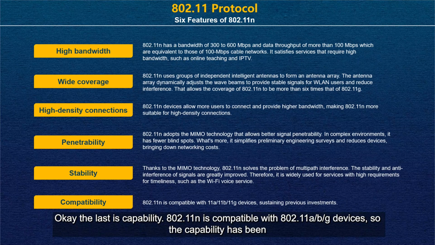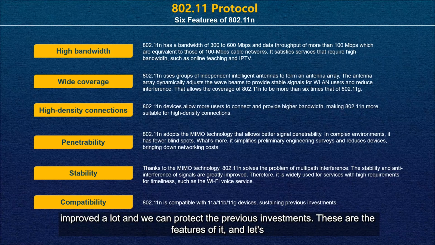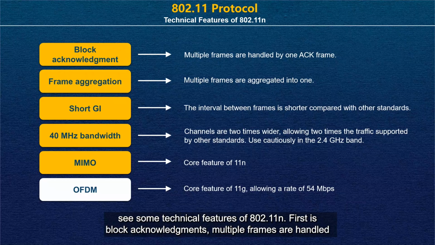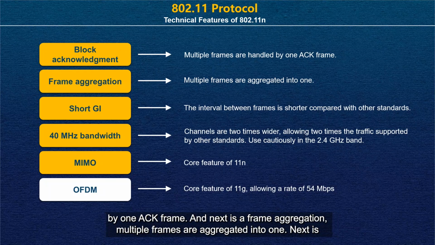802.11n is compatible with .11a/b/g devices, so the capability has been improved a lot, and we can protect the previous investments. These are its features, and let's see some technical features of 802.11n. First is block acknowledgement. Multiple frames are handled by one ACK frame.